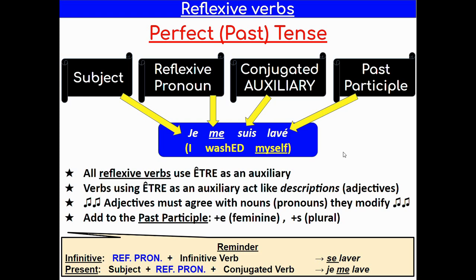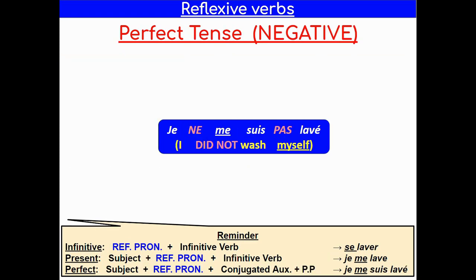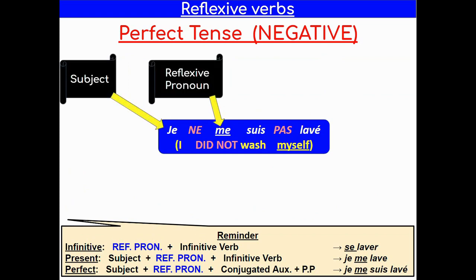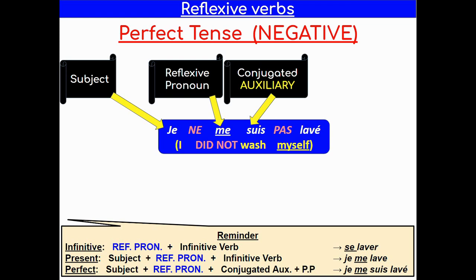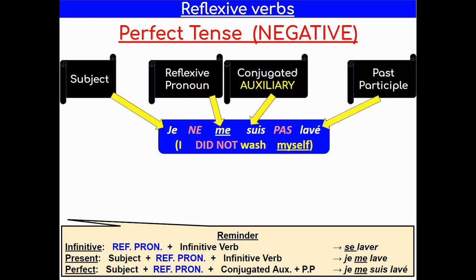Let's have a look at the same verb in the negative form. So, using reflexive verbs in the perfect tense in the negative form. I've kept the same verb and I've written it out: Je ne me suis pas lavé. So let's have a look at the components. We have got the subject, the reflexive pronoun, the conjugated auxiliary, and the past participle, same as before.